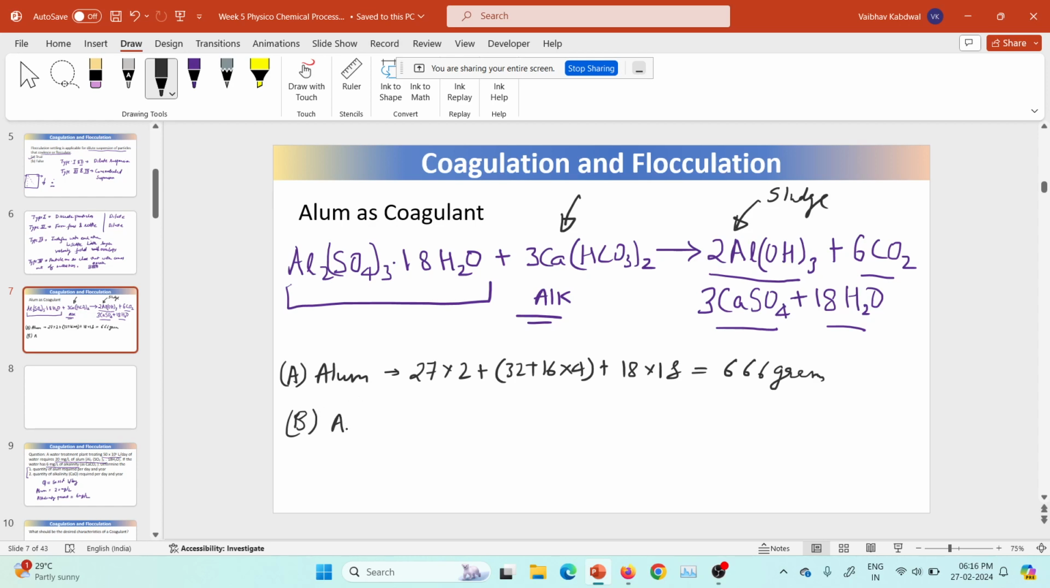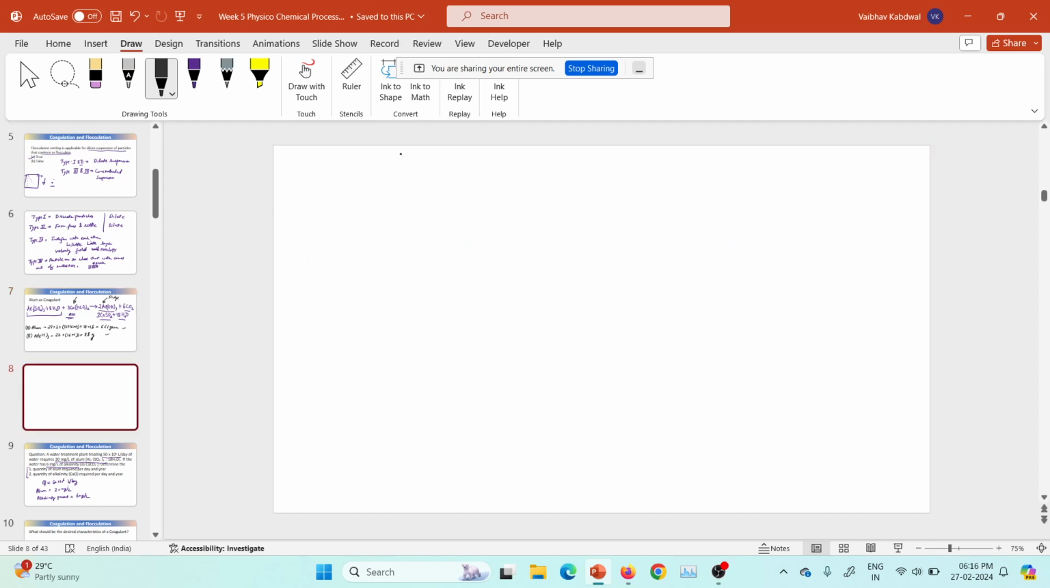AlOH3: 27 plus 16 plus 1 into 3. So how much will it come? It's coming like 78 grams. Let me check it. Correct. These two are correct. So from here, what we can conclude, that 666 grams.